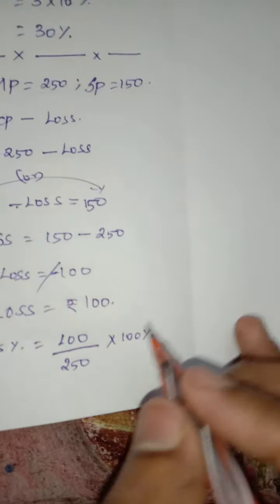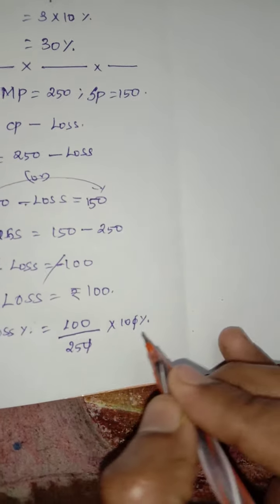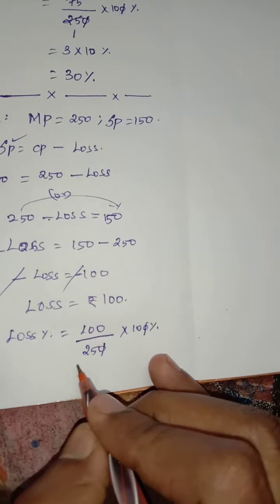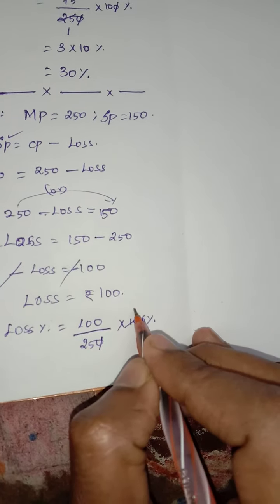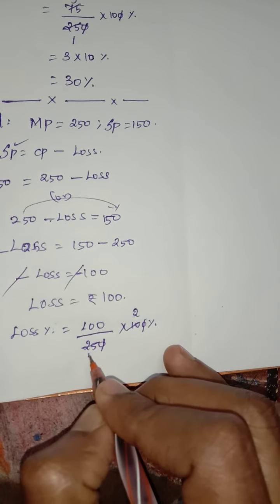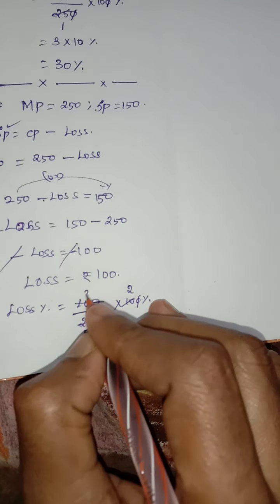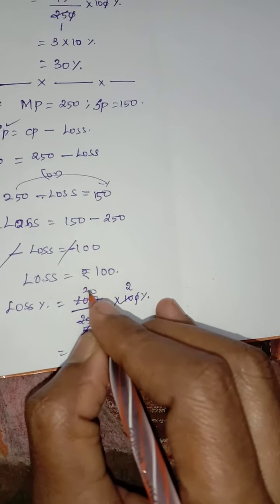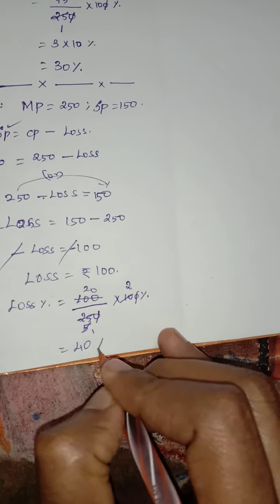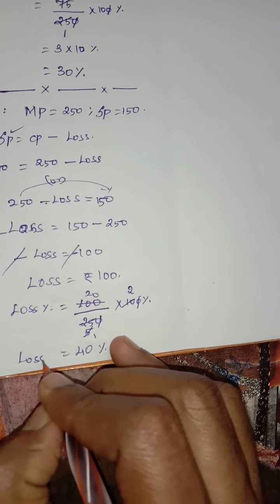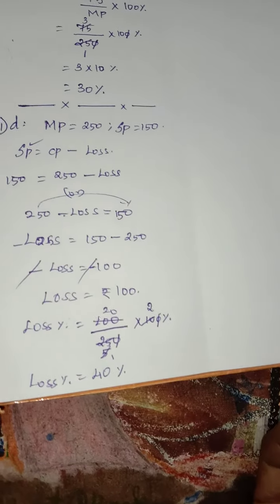So possibilities to cancel, yes. Zero gets cancelled. Then in the fifth table, this is 2 times, this is 5 times. Again in the fifth table, this is 1 time, this is 20 times. So 20 into 2 is 40. So the loss is 40 percent. That's all. Thank you.